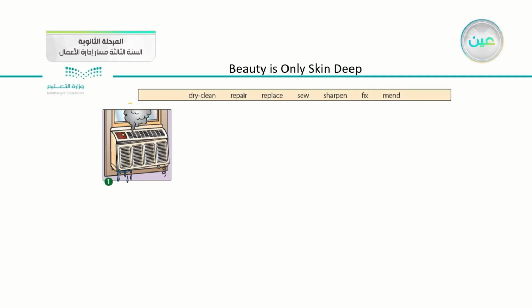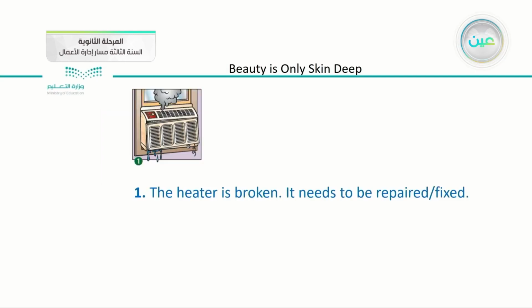Now we have a heater or air conditioner. What do you think, or which word do you think suits this picture the most? The answer is, the heater is broken. It needs to be repaired or fixed. So in the first part of the sentence, we describe what we are seeing. What we are seeing is that the heater is broken.